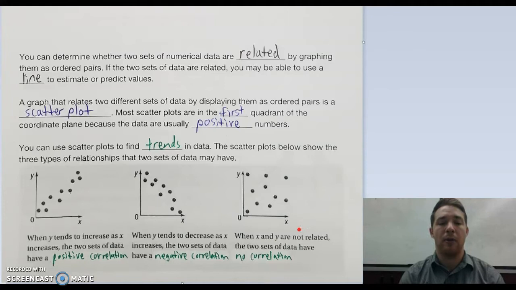When x and y are not related, the two sets of data have no correlation. So that's not really going to look like a pattern. It should just look like a bunch of random points with no clear pattern going upwards or pattern going downwards. I can't really make any sort of line through those.